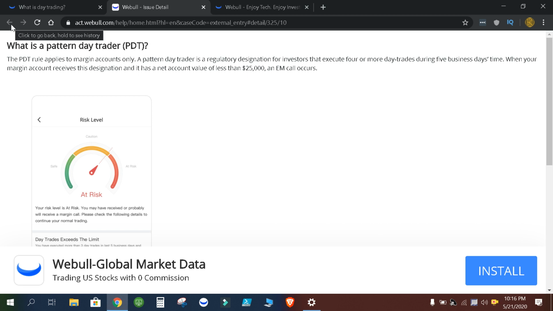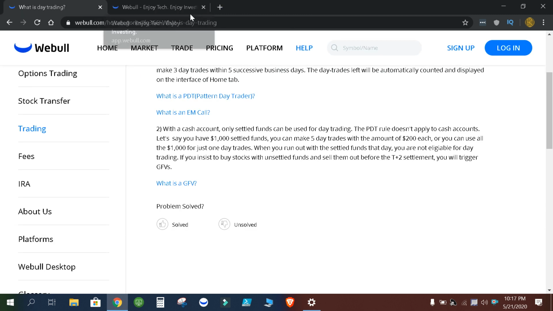And then what will happen is you will get what's called an EM call, or an emergency margin call, and they will basically say, hey, if you have $3,000 in your account, we need $22,000 within 3 business days in this account. Otherwise, we could potentially subject your account to penalties or freezing your account or whatnot.